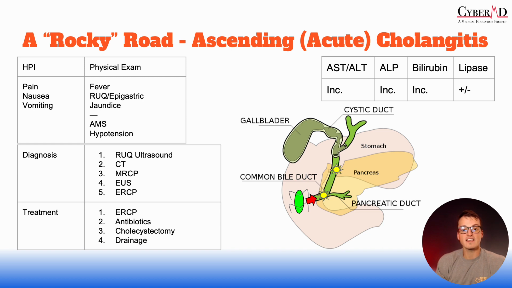The CT scan can provide diagnostic information and also rules out a bunch of other life-threatening diagnoses. If the CT scan is negative, you can proceed to an MRCP. Once the obstruction is removed and the diagnosis is made, the patient can get a cholecystectomy once they are stabilized.